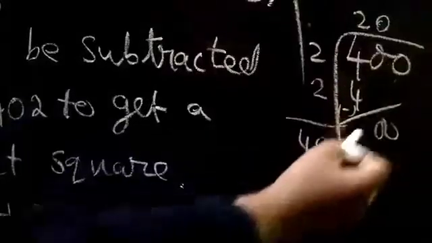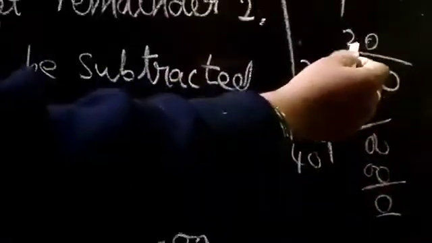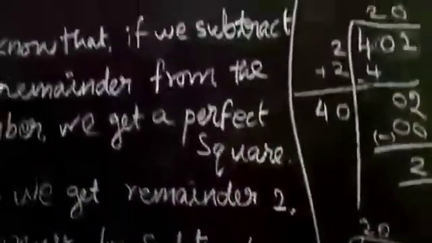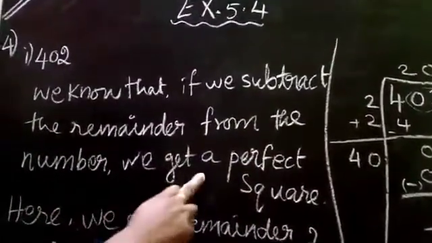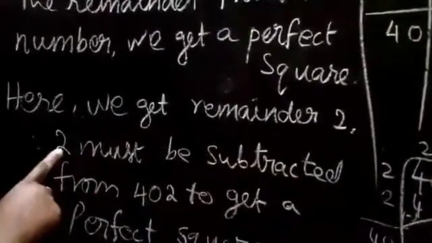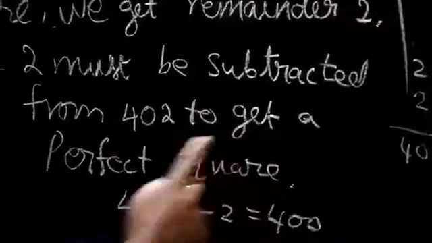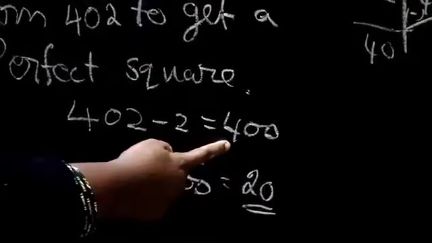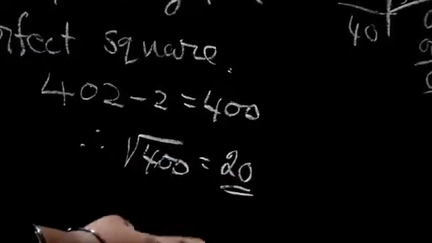So here 0 into 40 also 0 we will get. So we will get 20 into 20, 400 we will get. So we know that if we subtract the remainder from the number, we get a perfect square. Here we get remainder 2. So 2 must be subtracted from 402 to get a perfect square. So 402 minus 2, we get 400. The square root of 400 is equal to 20. Otherwise, 20 squared is equal to 400.